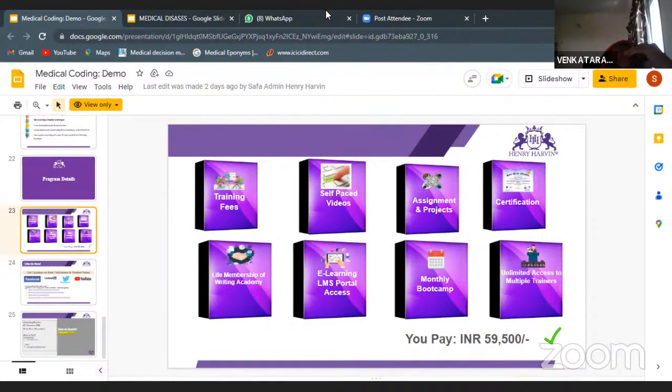What about Europe? Europe also takes ICD codes. The ICD system was first started by the World Health Organization, so ICD is used all over the world, except in India. But now in India also, the major MNC hospitals have started using ICD.